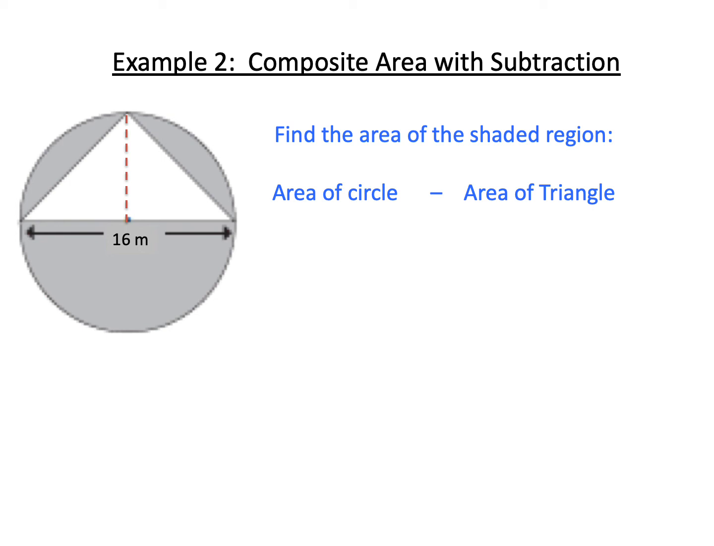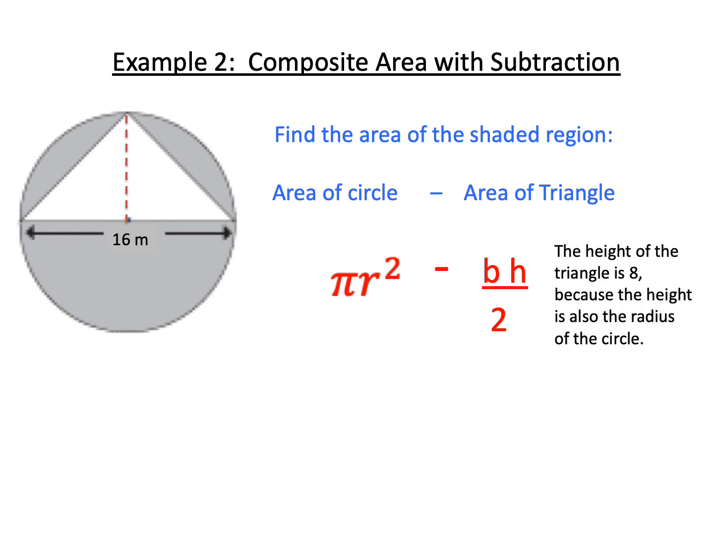The formula for area of a circle is pi r squared. We would then subtract the area of a triangle, so that would be base times height divided by 2. In this picture, we can see that the base of the triangle is 16. It's also the diameter of the circle. When we look at the height of the triangle, we can see that it's equal to the radius of the circle. So the radius would be 8. The height of the triangle is 8 because the height is also the radius of the circle.